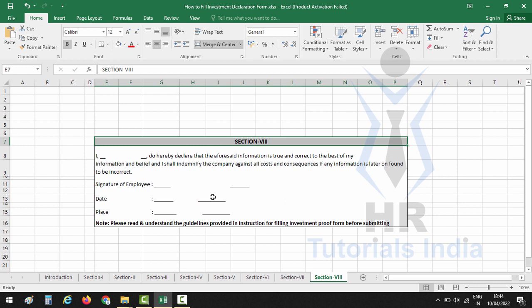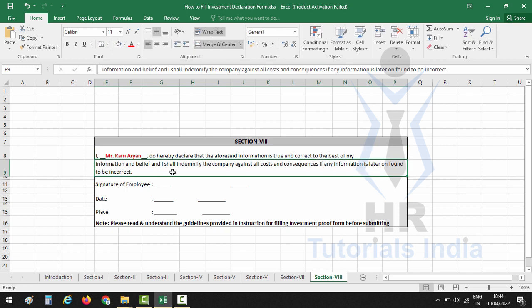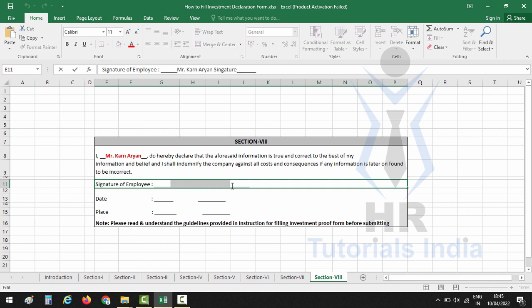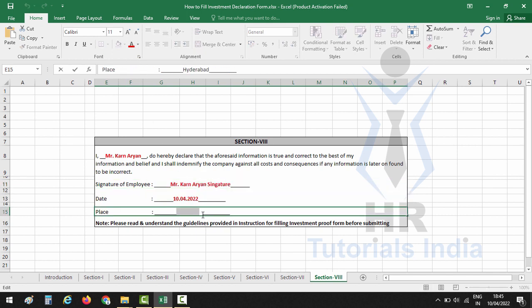Section 8 is nothing but the declaration, which means we need to declare that all the details provided are correct, with name and signature. We need to fill in our own name. I, Mr. Karanaryan, do hereby declare that the aforesaid information is true and correct to the best of my information and belief, and I shall indemnify the company against all costs and consequences if any information is later found to be incorrect. Which means the employee is responsible for stating that all the information provided is correct, and if any extra costs or consequences need to be paid, the employee will be responsible for that. Signature of the employee, then comes the date, then the place.